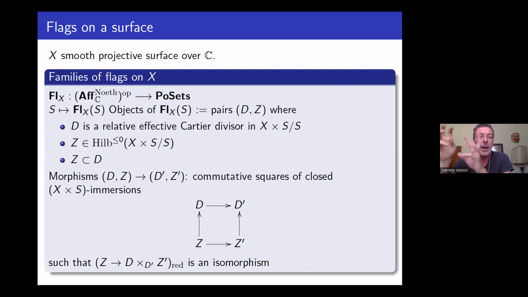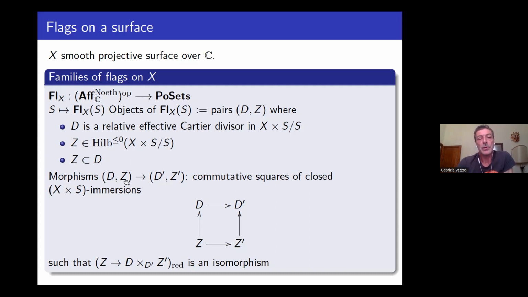And Z is like a family of points, of dimension less than or equal to 0, because I can allow Z to be empty. I want to allow Z to be empty. And the condition is that it's nested. So this pair is nested, so Z is inside D. And the morphisms are defined this way.